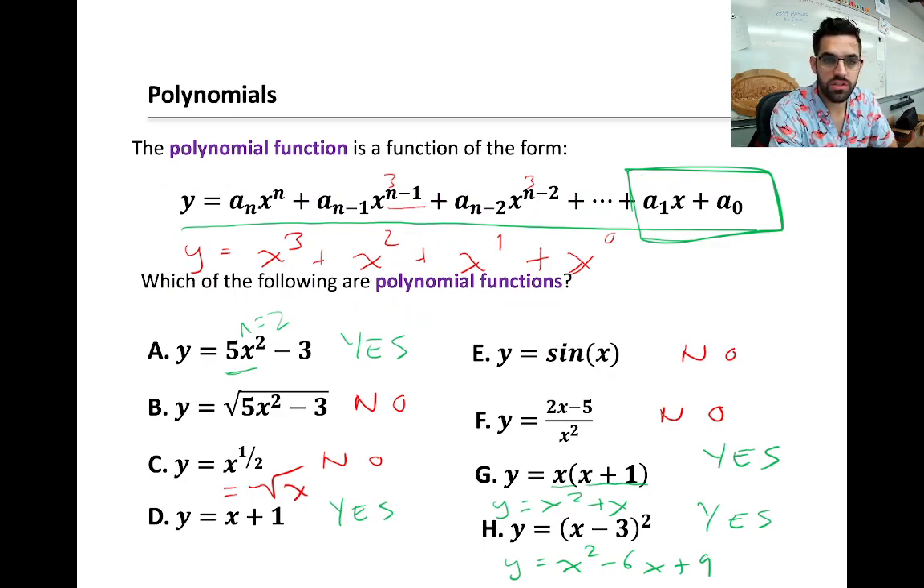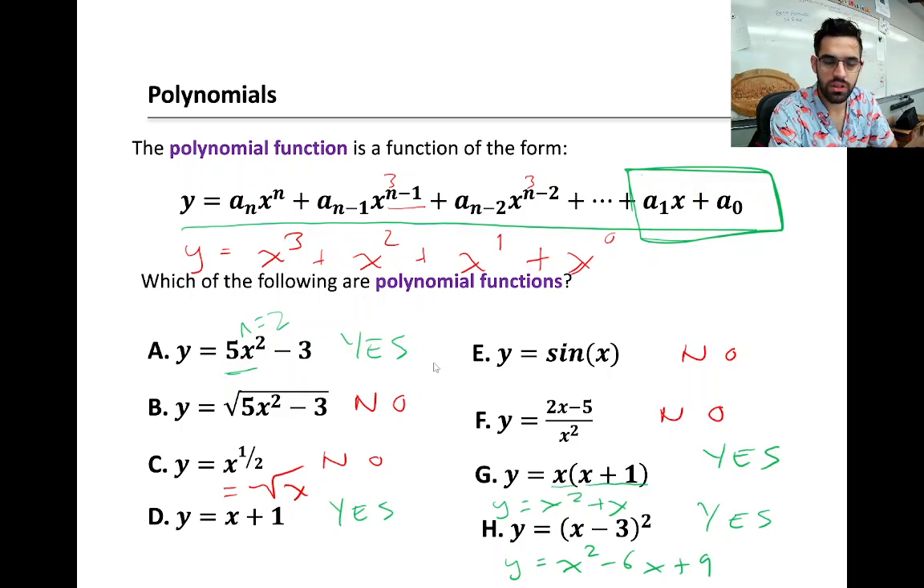Alright, so here is our general formula or format for a polynomial function. It is a number x with a natural number power, plus another number x with a power 1 lower, plus another number x to the power of 2 lower, and so on, all the way to a constant term. So for example, the polynomial function y equals x to the power of 3 plus x to the power of 2 plus x to the power of 1, and then technically x to the power of 0, or just a number.